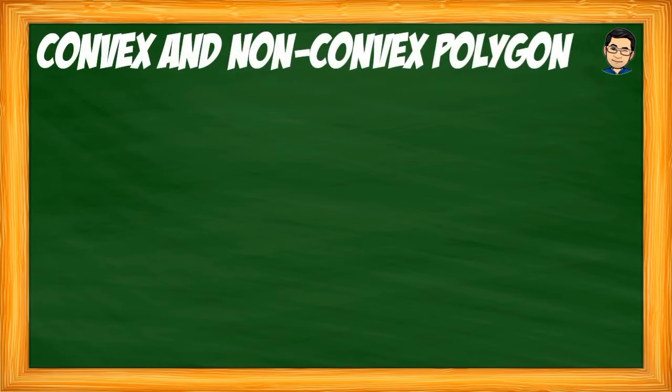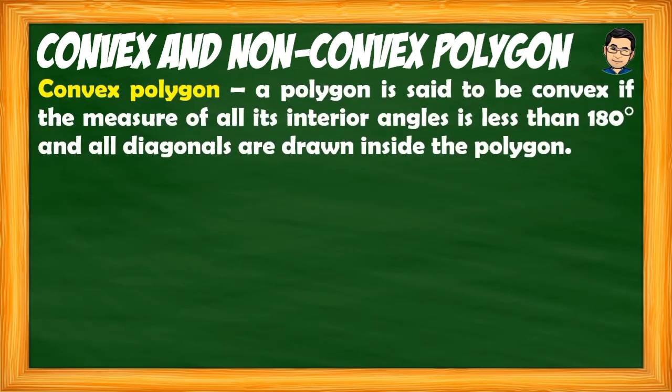So, let's now move on to convex and non-convex polygon. So, illustrate natin yung polygon in terms of its convexity. So, una muna, of course, is yung convex polygon. When can we consider that the given polygon is convex? So, a polygon is said to be convex if the measure of all its interior angles is less than 180 degrees and all diagonals are drawn inside the polygon. Okay, so, explain natin siya.